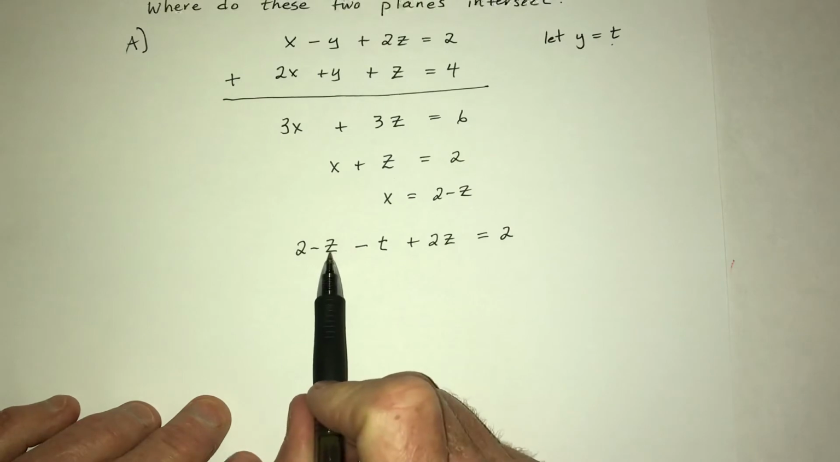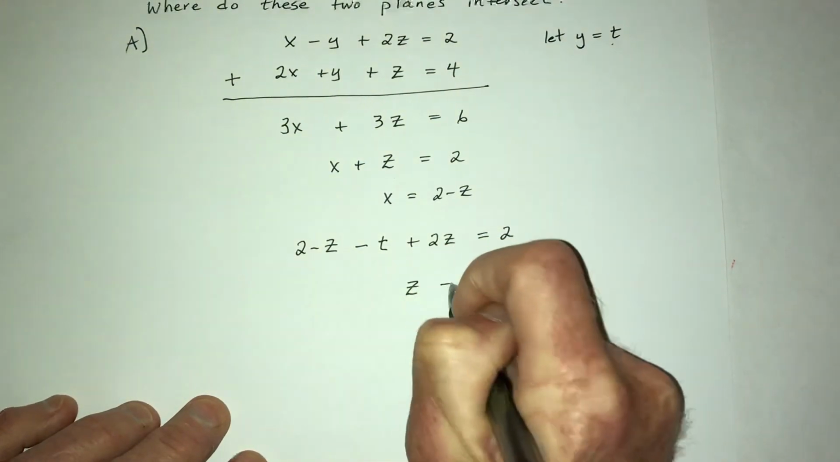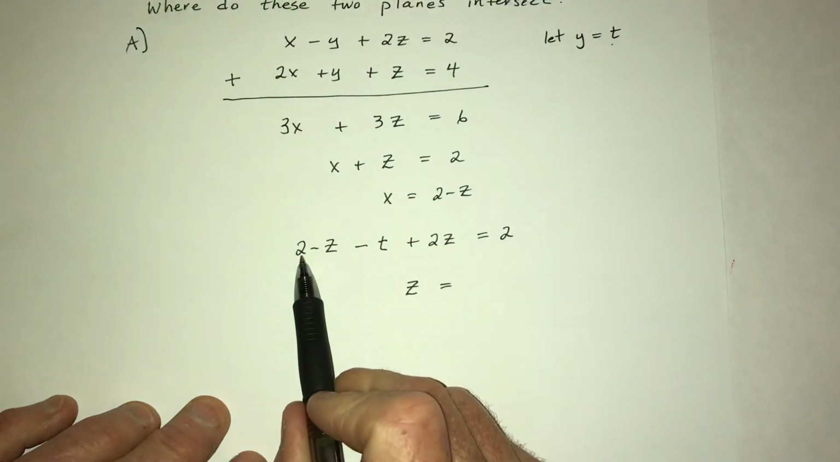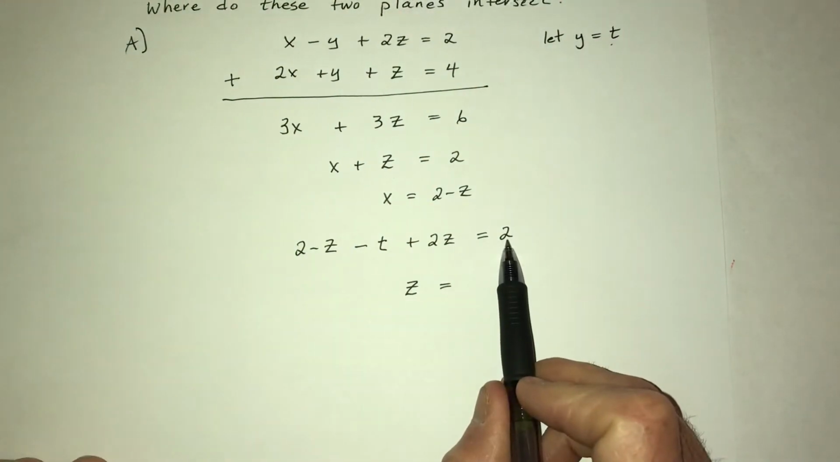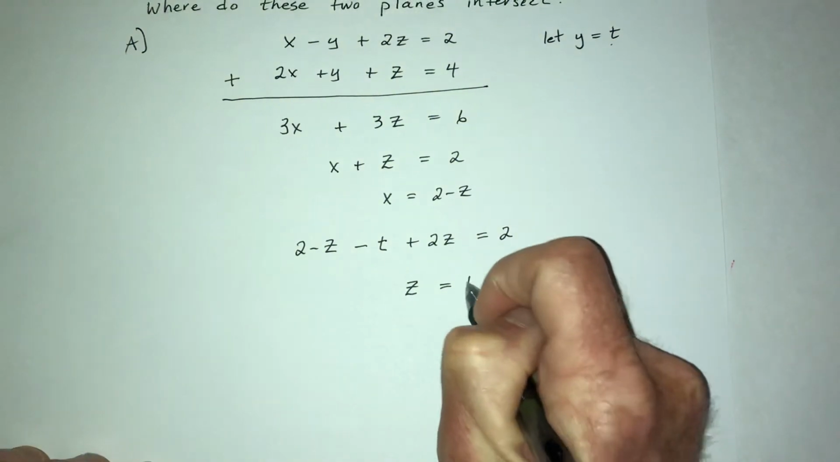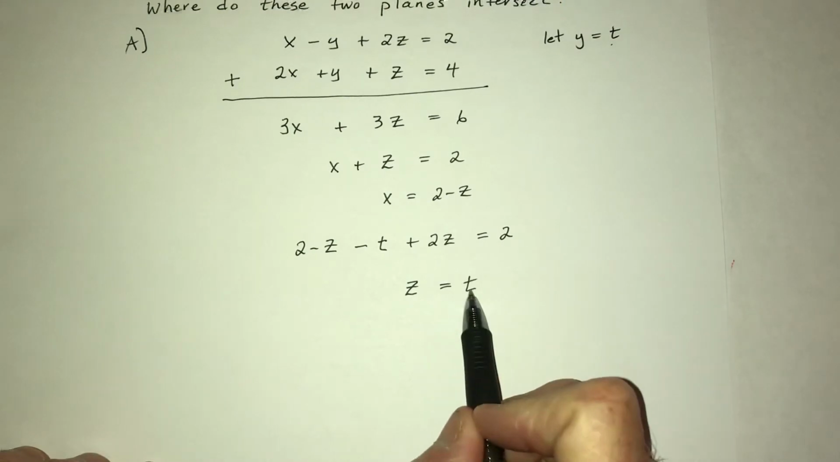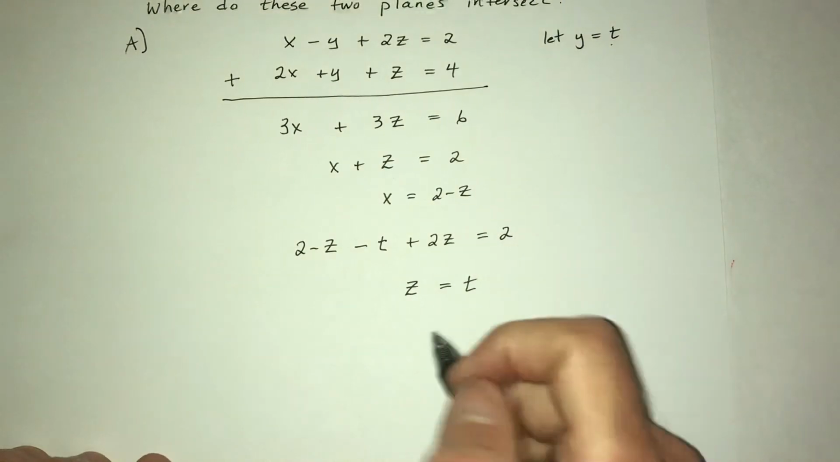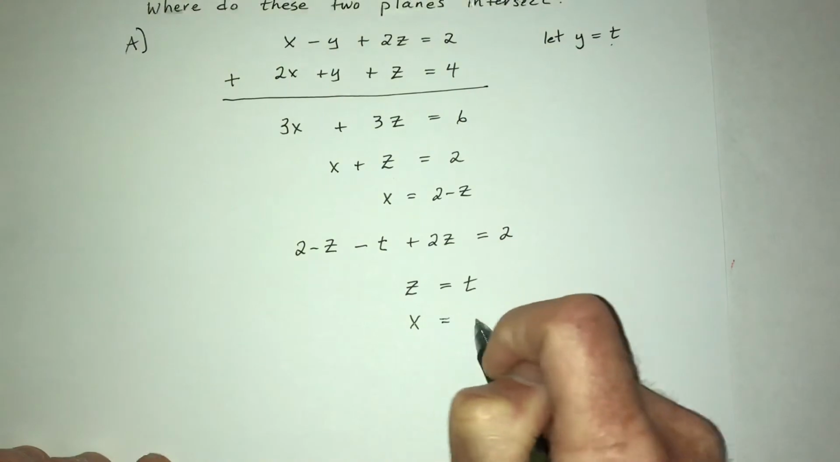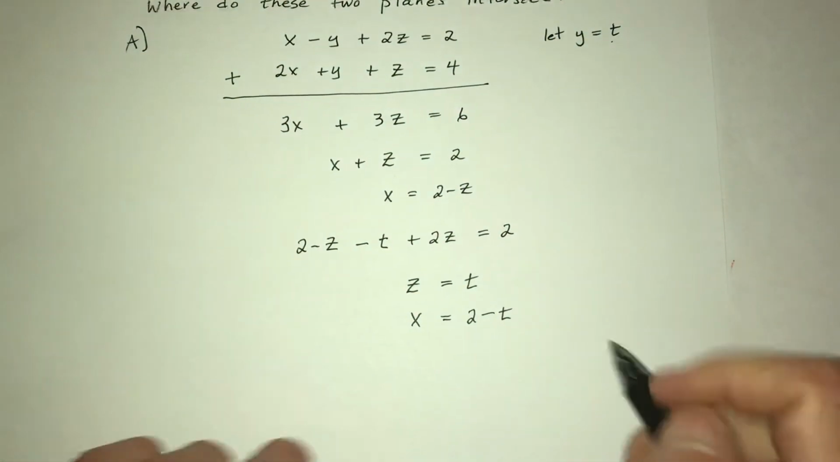All right, combining like terms. That would leave z, and then subtract 2 from both sides, which actually is going to cancel this 2. And also I could add t to the other side, so it turns out that z is equal to t. And then take that and substitute it right here. So that means that x is equal to 2 minus t. Okay, I'm done.